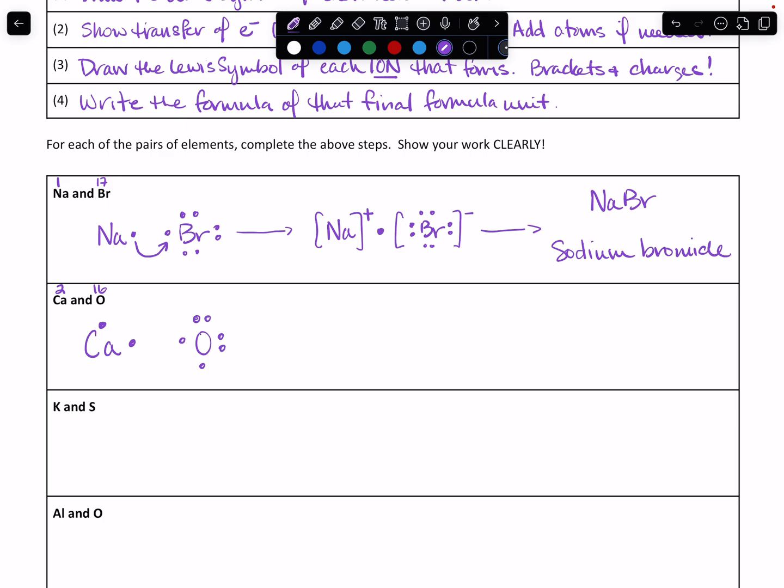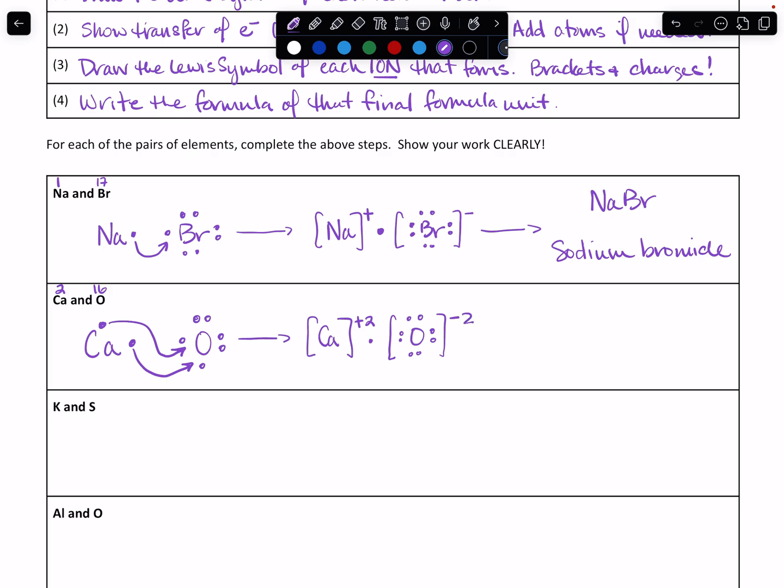I'd like to do it this way because it's easier for my arrows. All right, so again, we're going to transfer electrons from the metal to the nonmetal. So here goes one, and here goes the other. That's going to give me 2 ions, a calcium ion that has lost 2 electrons, so it's a +2 charge, and then an oxygen atom, which now has 1, 2, 3, 4, 5, 6, 7, 8, meaning it picked up 2 electrons, making it a -2 charge.